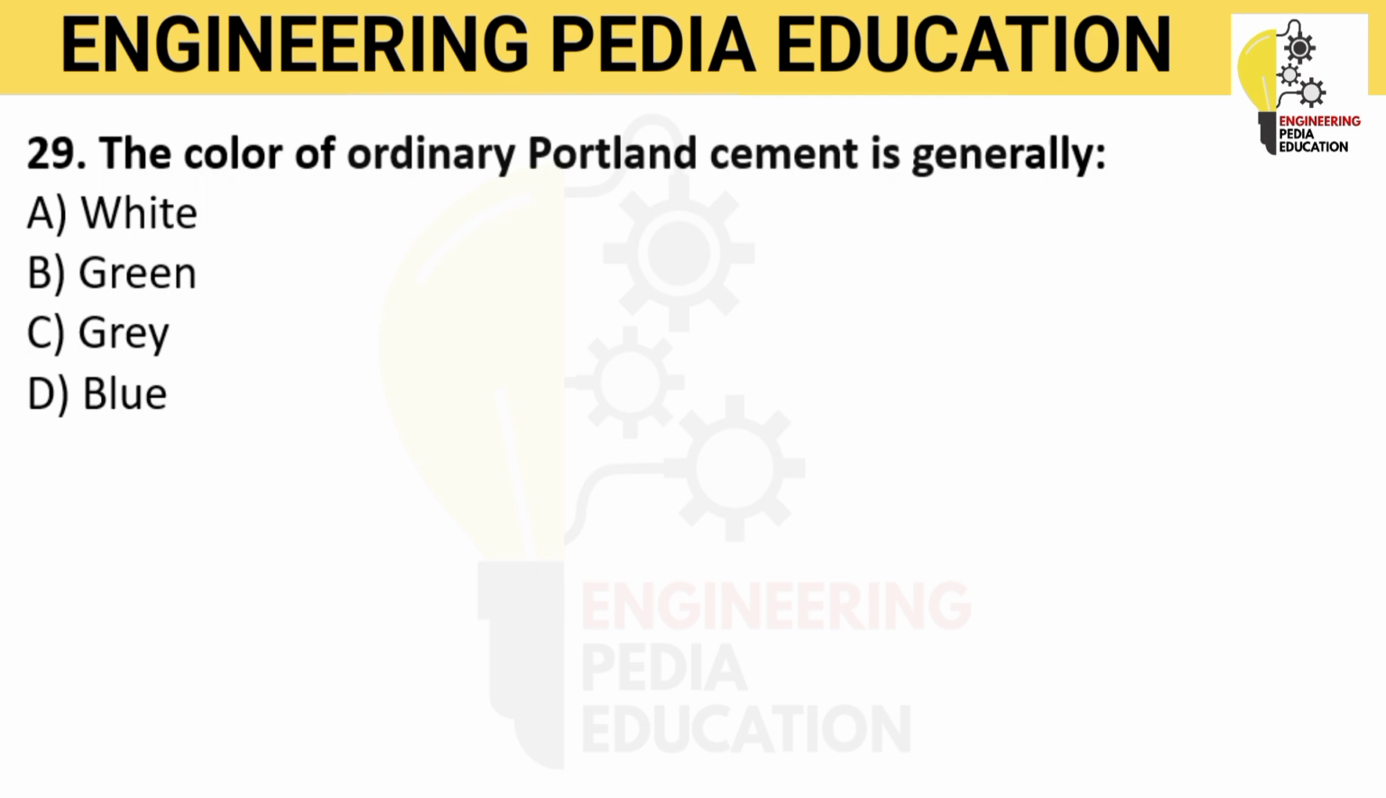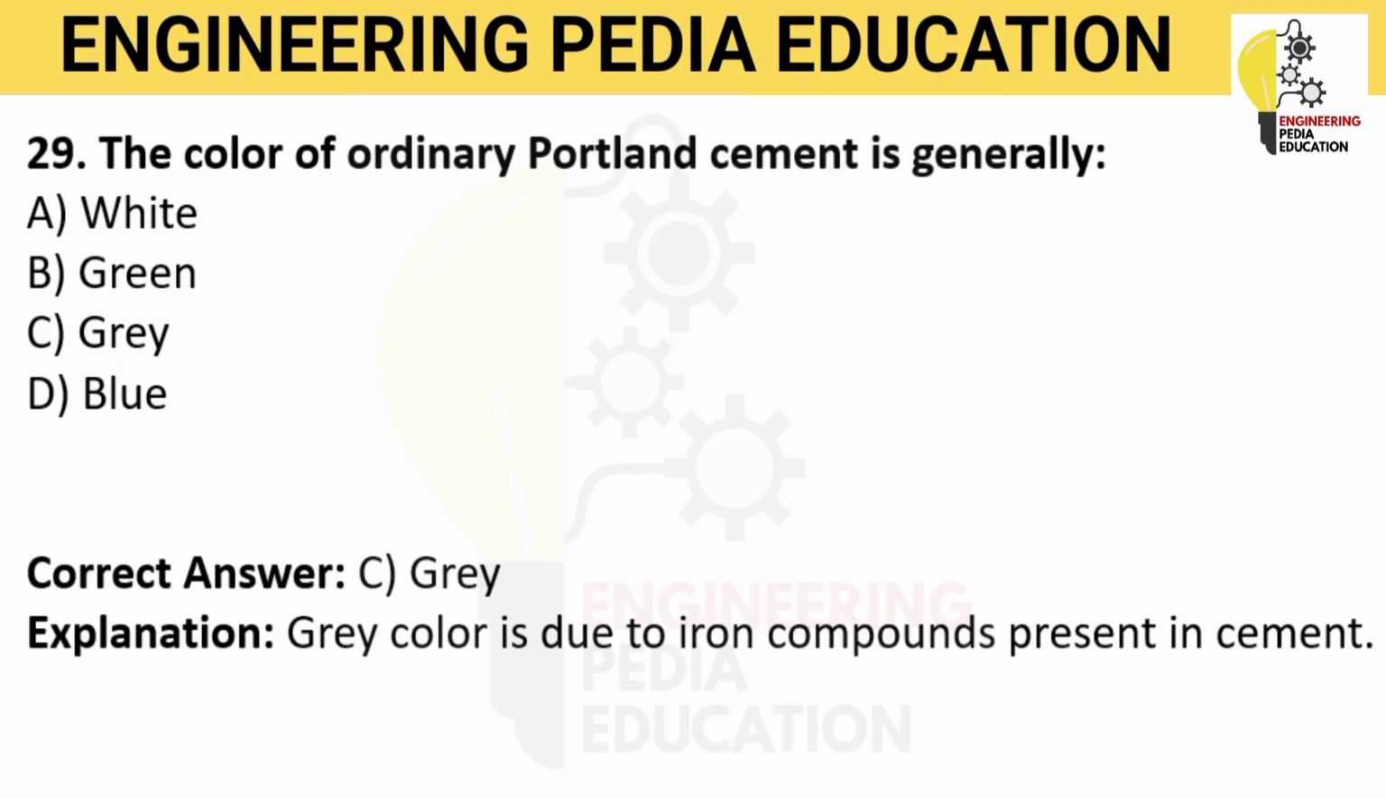The color of OPC cement is generally white, green, grey, or blue. So the correct answer is grey. Grey color is due to iron oxide present in cement. This is responsible for greyish color, whereas white cement is of white color due to less presence of iron oxide in it, and OPC has more percentage.